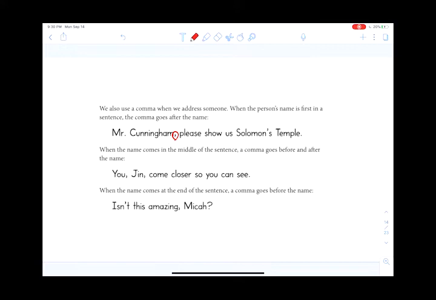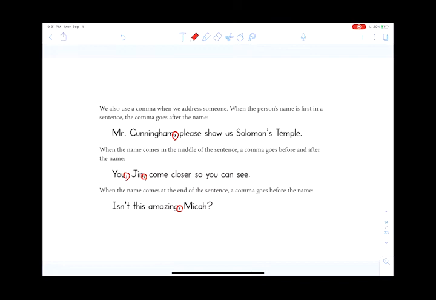When the name comes in the middle of the sentence, a comma goes before and after the name. You, Jin, come closer so you can see. When the name comes at the end of the sentence, a comma goes before the name. Isn't this amazing, Micah?